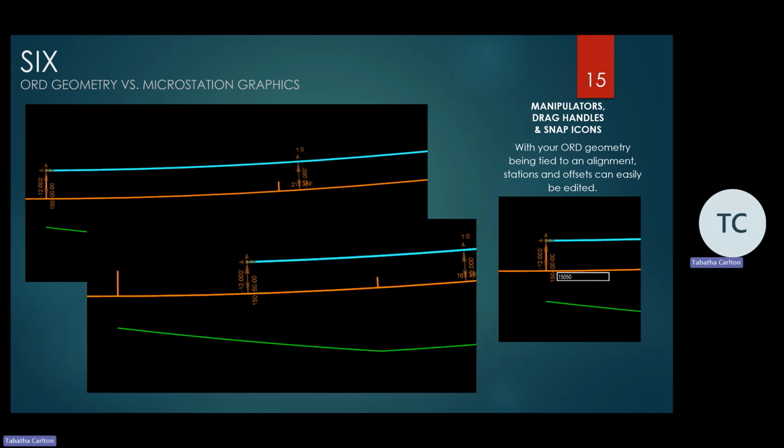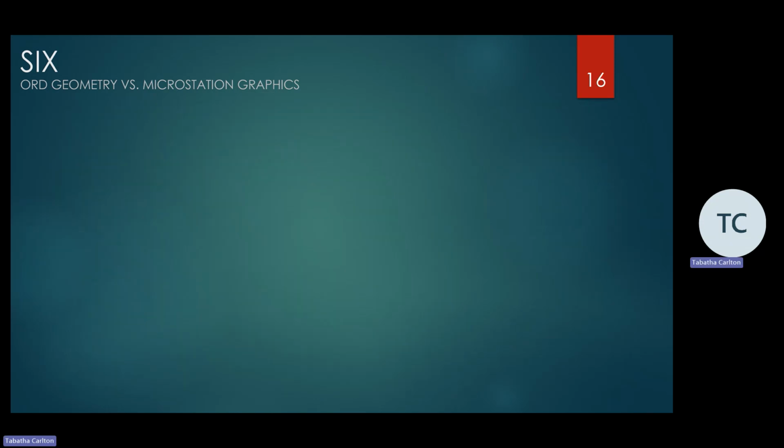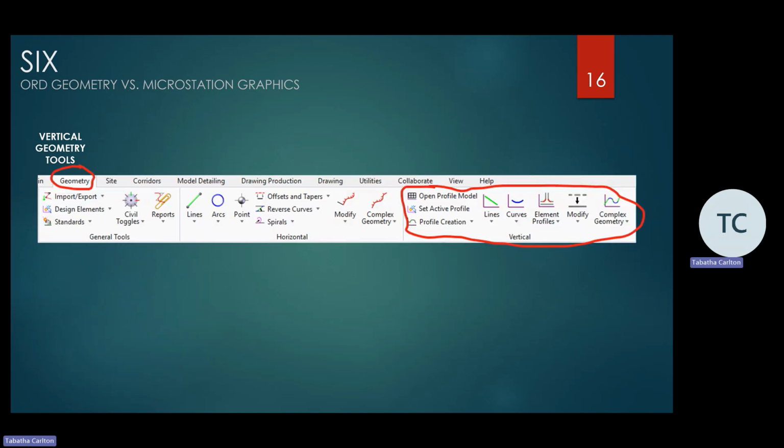So all the horizontal tools are rule based, and the same thing goes for vertical. The vertical tools are on the same ribbon tab under geometry. You've got things like vertical lines, vertical curves, complex geometry, and you can create a profile window in here.